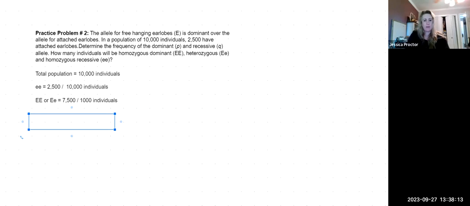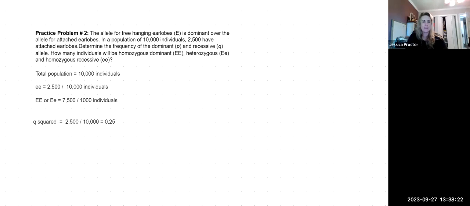0.25. Okay, now careful. This is the value of q squared, but we want to isolate the value of just q. So we need to do what to that number? We need to take the square root, so the check sign with the line above it. All right, you guys tell me what's the square root of 0.25 rounded to 2 decimal places? 0.50. Nice job, Carla. Nice job, Janelle. So we know that q has to equal 0.50.